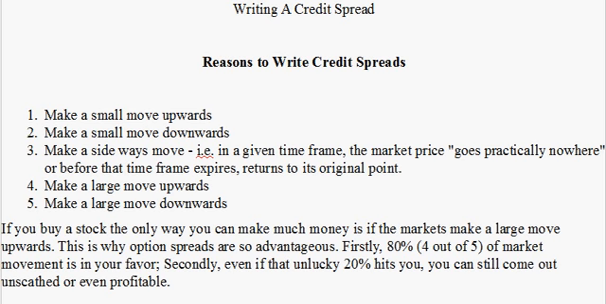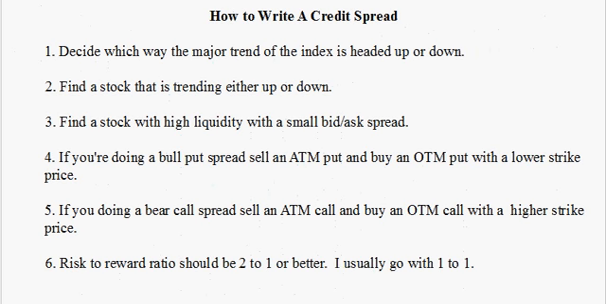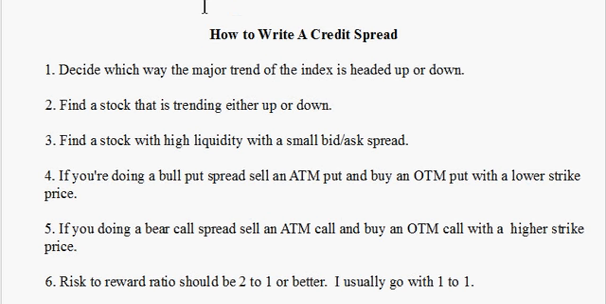Okay. So how do we write a credit spread? The first thing we want to do is decide which way the markets are going, which way the major indexes are going, whether they're going up or down. Then we want to find a stock that is trading in the same direction as the index, either up or down. We want to find a stock with high liquidity, a small bid-ask spread. If the markets are going up, we want to do a bull put spread. If the markets are going down, we want to do a bear call spread.